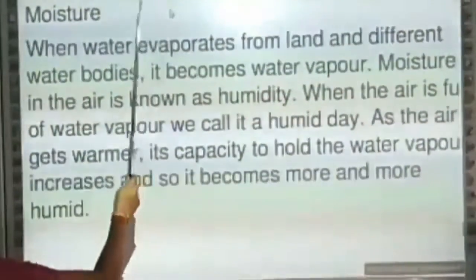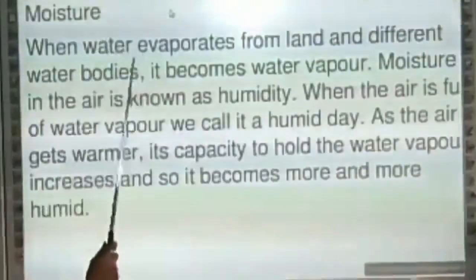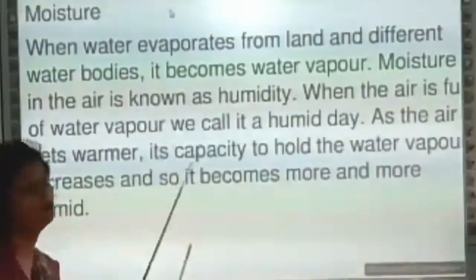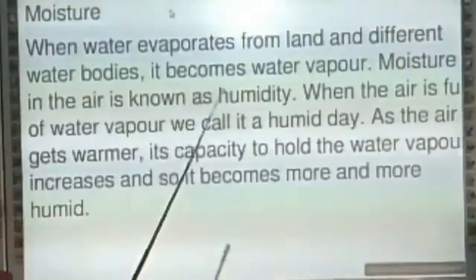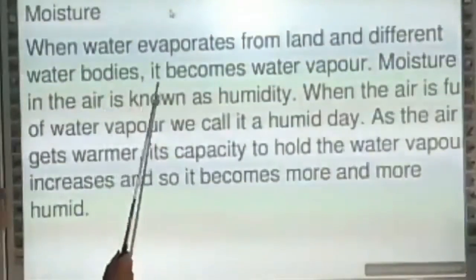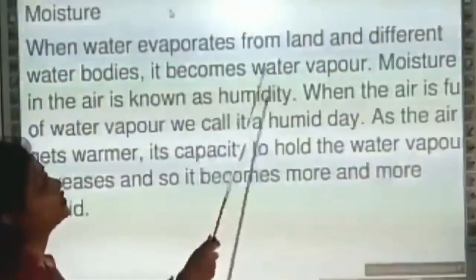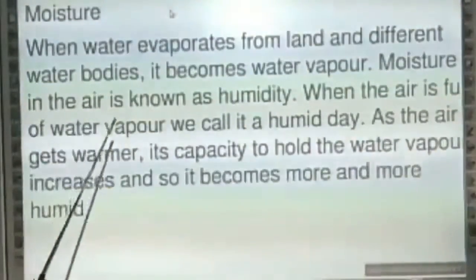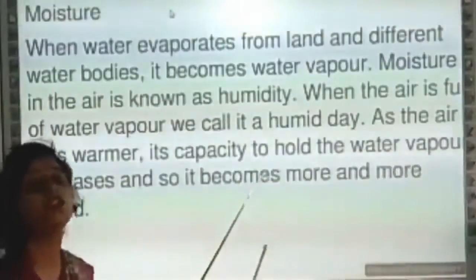Now we are coming to moisture. What is the meaning of moisture? When water evaporates from land and different water bodies, you all know the water cycle. We all learned about water evaporating. When water evaporates from water bodies, it becomes water vapor. Moisture in the air is known as humidity.